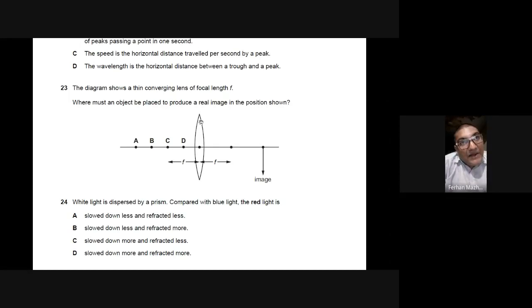Then from that point on the left side of the lens, draw a line parallel to the principal axis. Where this line and the first line you have drawn intersect with each other, that will be the head of the object, the arrowhead of the object. So most probably it will be intersecting right above the point A. So the object must be placed at point A.